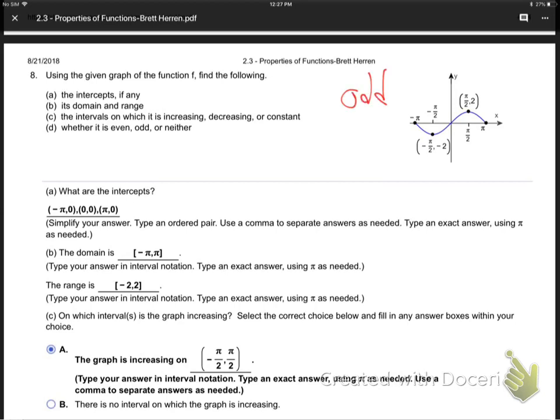Because if you flipped it upside down, it would look the same. Origin symmetry. That one has origin symmetry. It's odd, right? Good. Even is y-axis symmetry, like x squared. Odd is origin. All right.